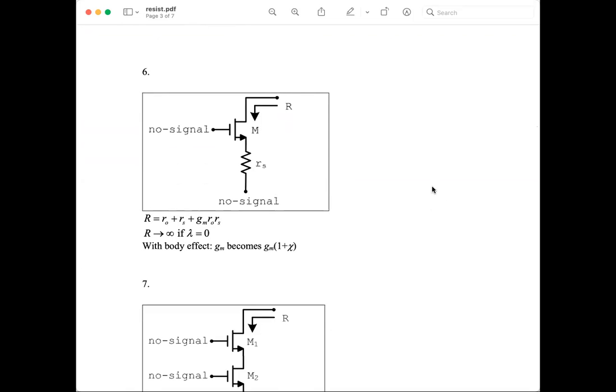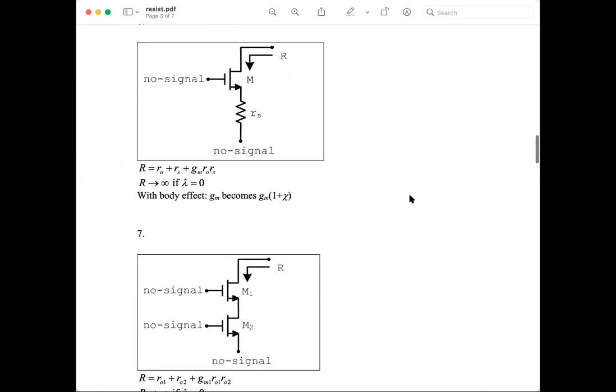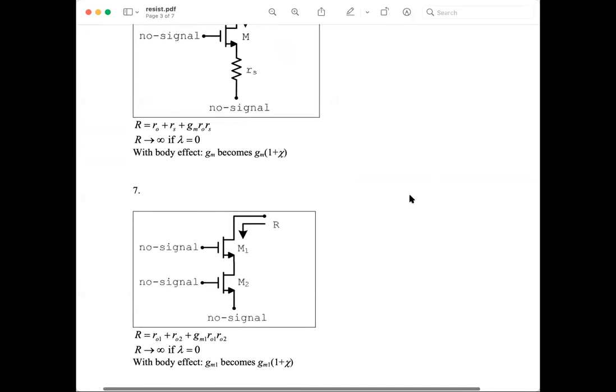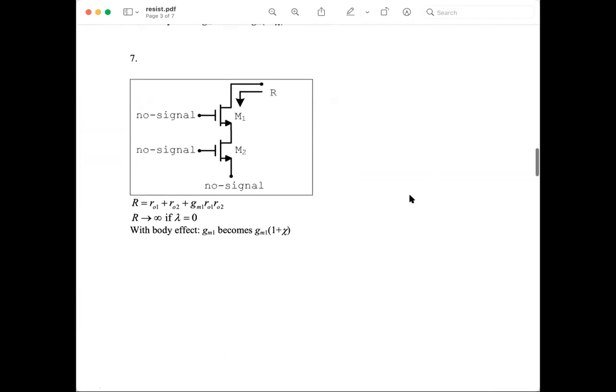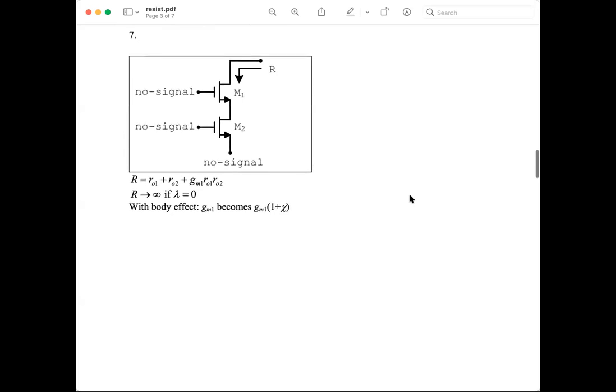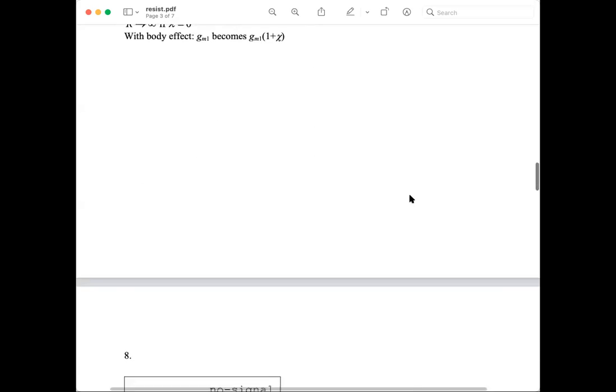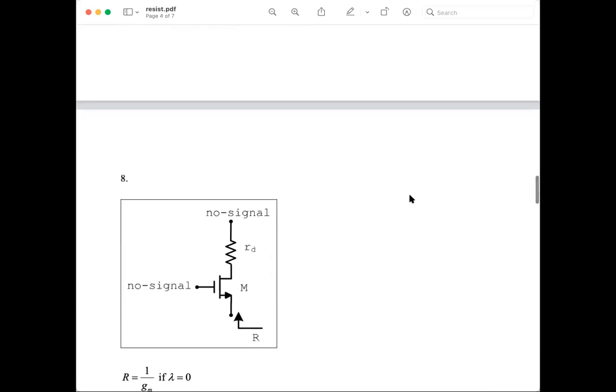So these are familiar. Already we know about these rules. And this is something that is an application of number 6. If I have 2 MOSFETs and no signal at their gates, the resistance seen looking into the drain of M1 would be Ro1 plus Ro2 plus Gm1 Ro1 Ro2. So all the rules that we have seen so far are summarized in this document.